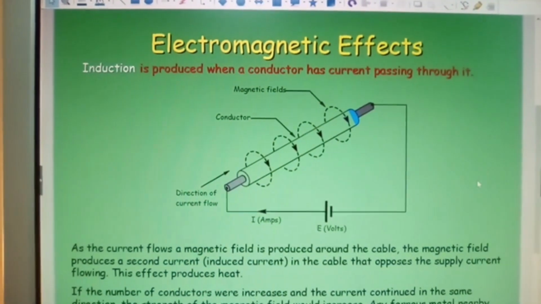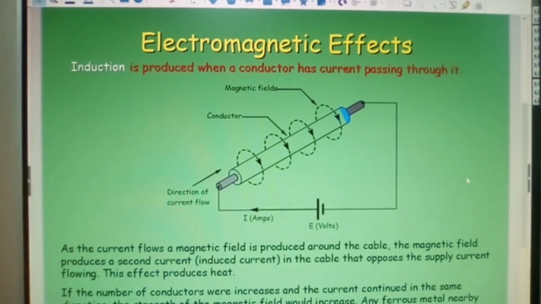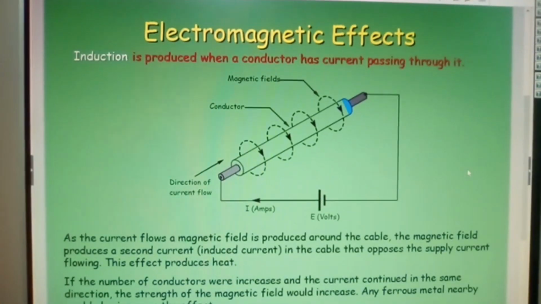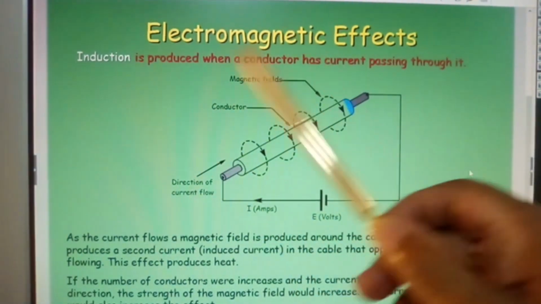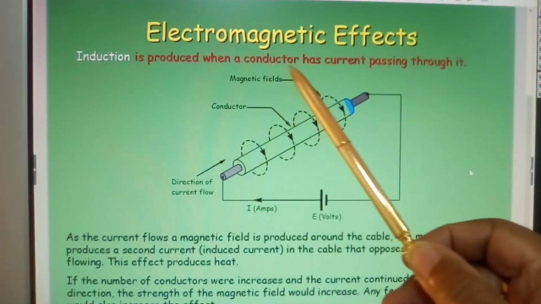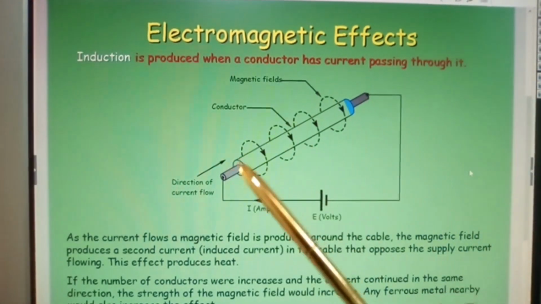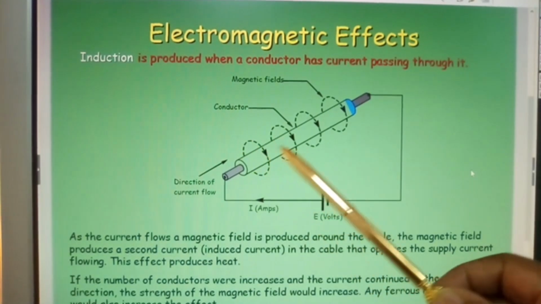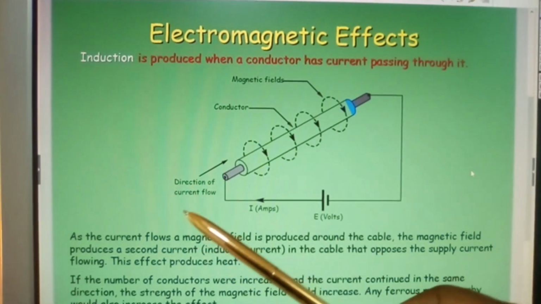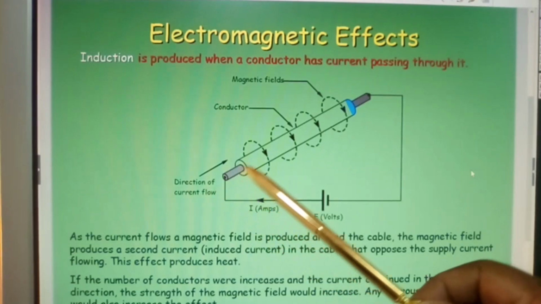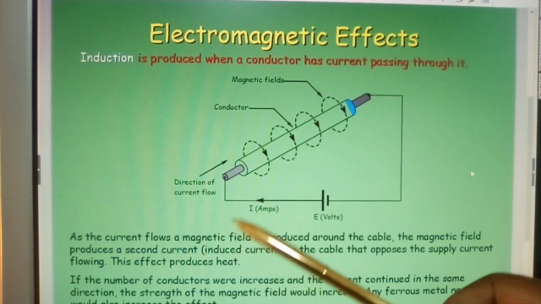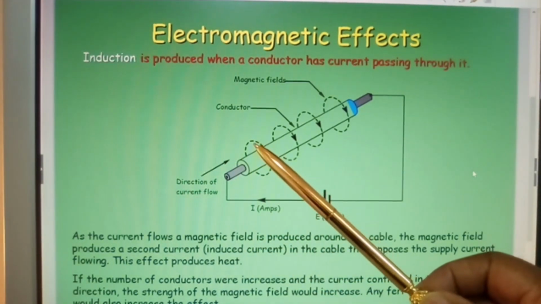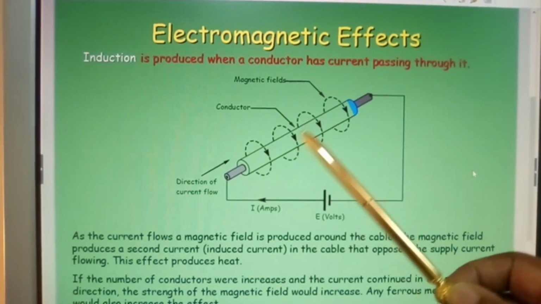Now here we have the electromagnetic effects. Okay. And what we need to have is induction is produced when a conductor has current passing through it. Okay. So we have magnetic field being generated, conductor, okay, right, direction of current flow, okay, and that's the magnetic field set around the conductor.